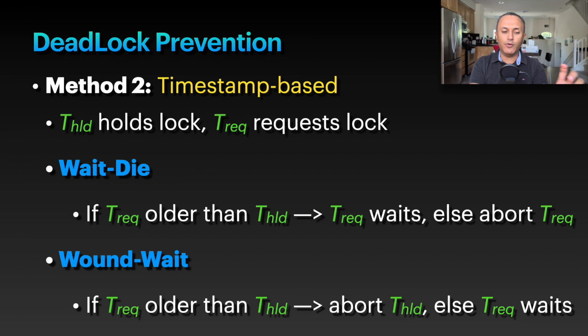So again, the waiting condition is only in one direction. If the transaction requesting the lock is newer than the one that holds the lock, then it's going to wait. So for it to wait, it has to be newer. So you will never have a situation where two or more transactions are waiting for each other. This way, this definitely guarantees that there will never be a deadlock.